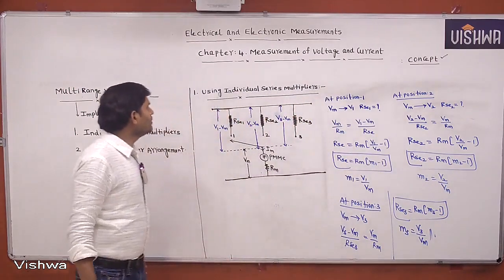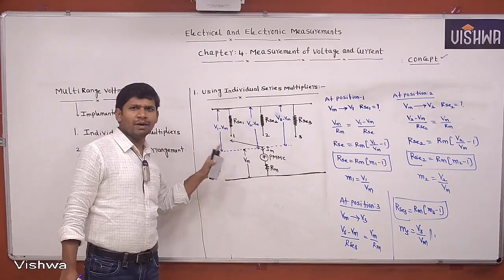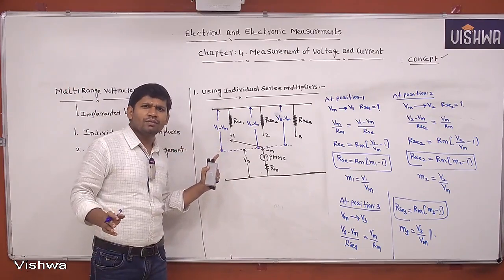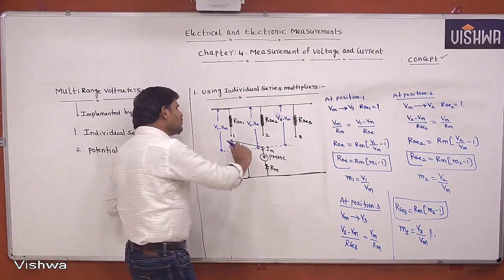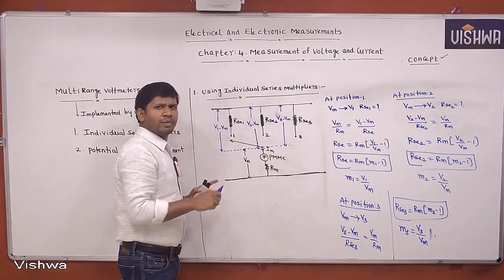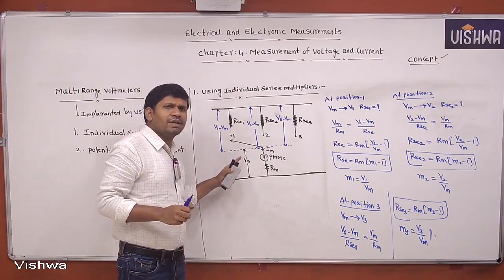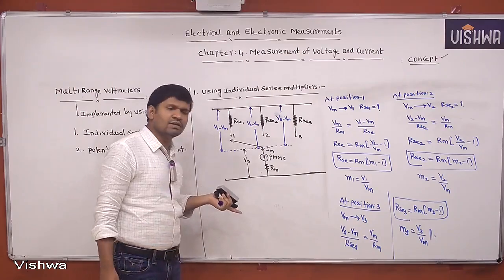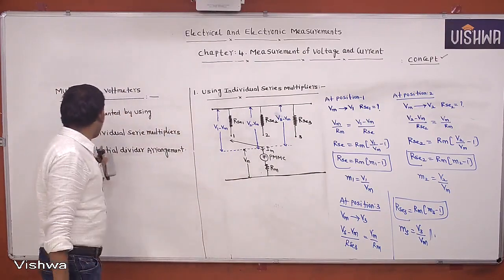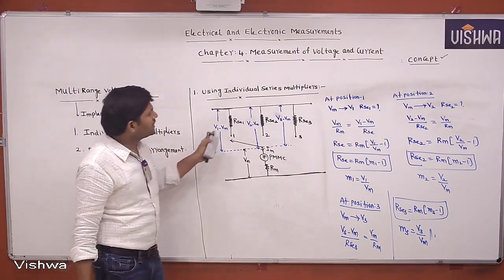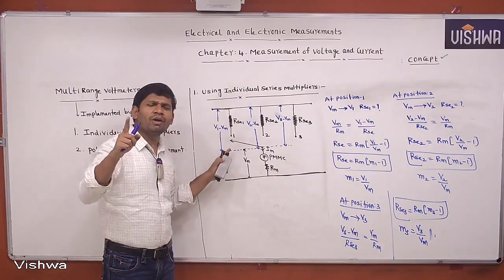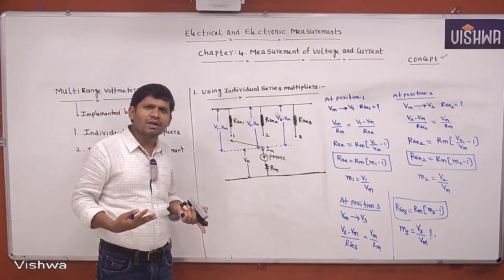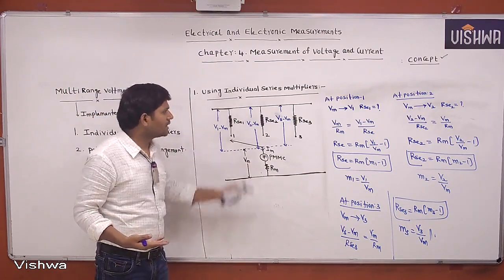So this is about the PMMC as a voltmeter using individual series multipliers. But the only drawback of this method is it requires different values of series resistances if you measure different ranges of voltages. During change of switch from one position to another, there is no damage to the meter. To overcome this drawback, we go for a potential divider arrangement. Instead of using different values of series resistance, by using one large value of resistance, we can measure different ranges of voltages. Clear? Concentrate.